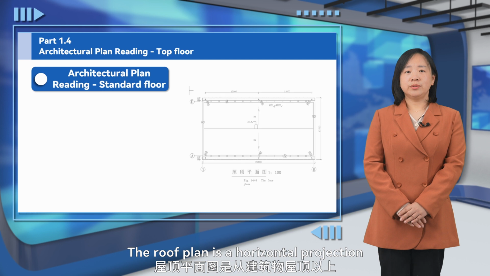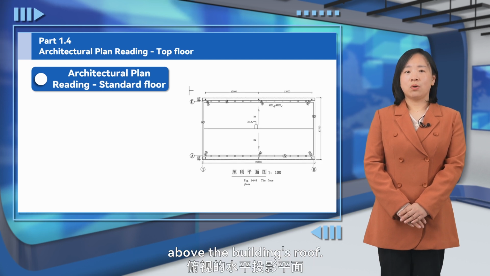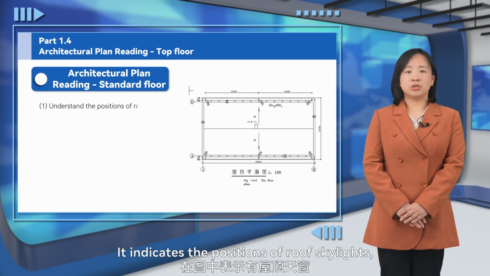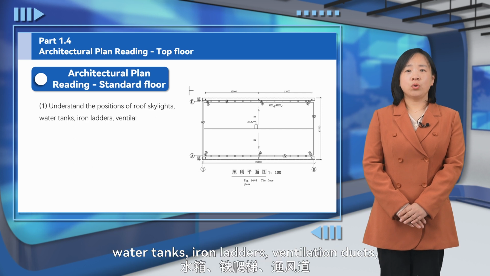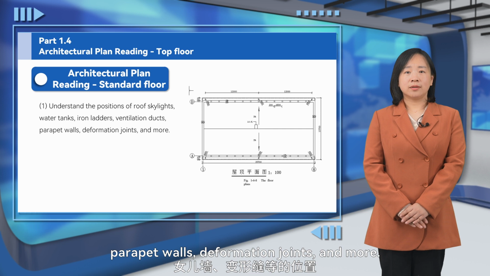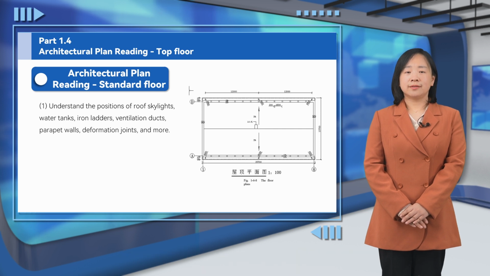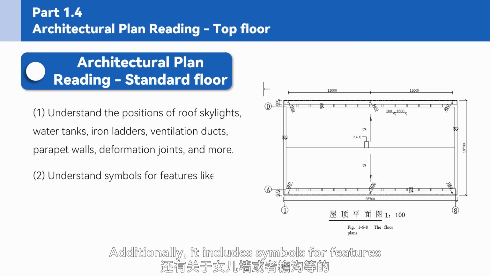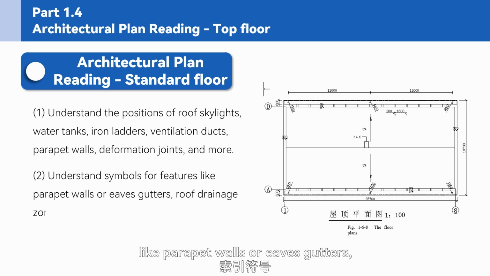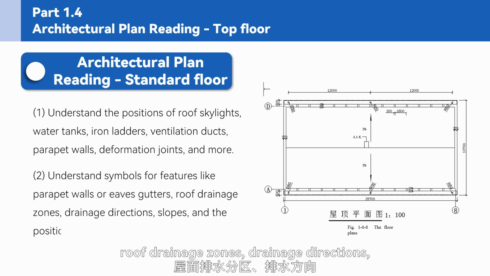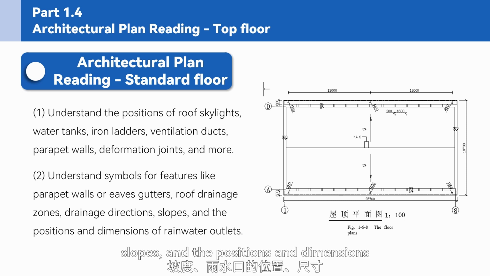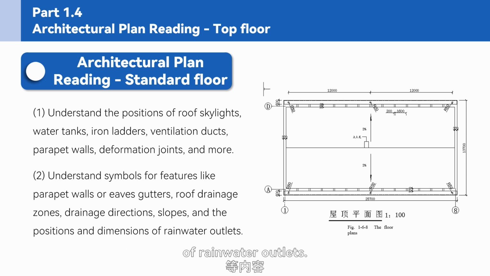The roof plan is a horizontal projection above the building's roof. It indicates the positions of roof skylights, water tanks, iron ladders, ventilation ducts, parapet walls, deformation joints, and more. Additionally, it includes symbols for features like parapet walls or eaves gutters, roof drainage zones, drainage directions, slopes, and the positions and dimensions of rainwater outlets.